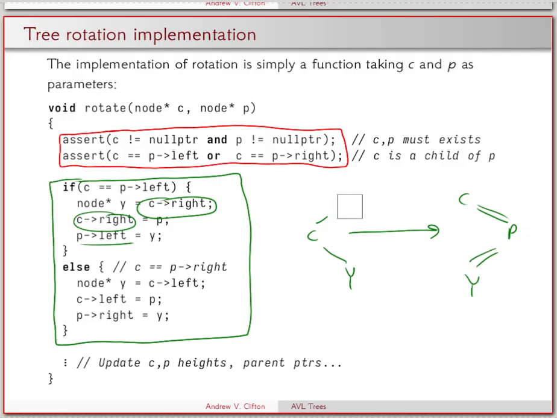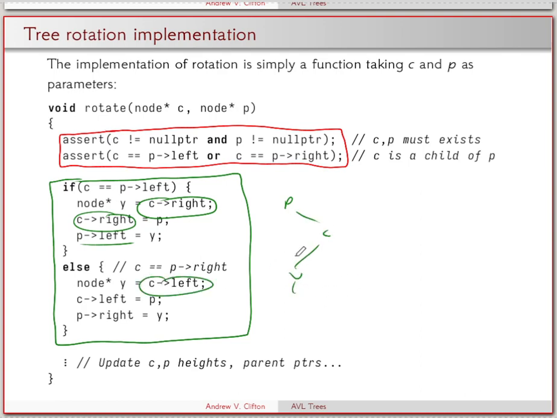Or, going the other way, if we have the opposite arrangement, if we have P, C, and then Y down here, then Y is C's left. C's left in the new arrangement is going to become P, and then P's new right is going to become Y. So we go from that to that arrangement.